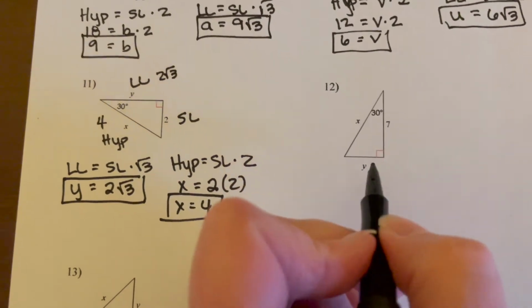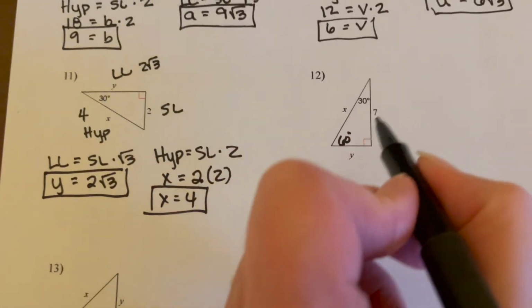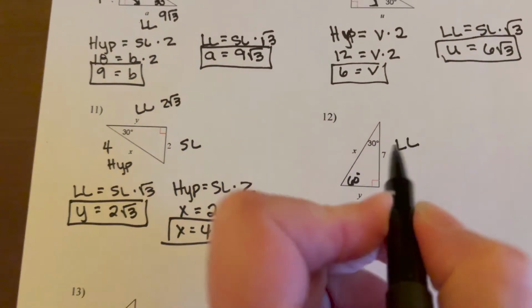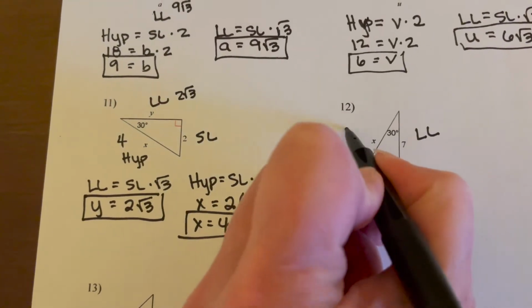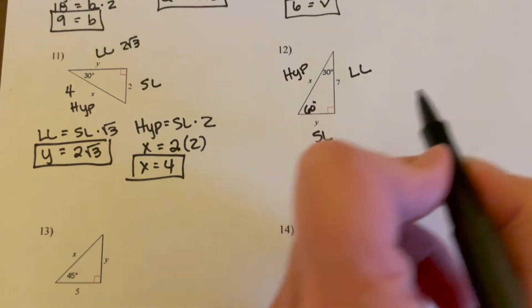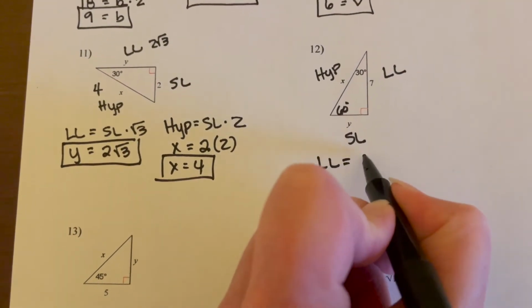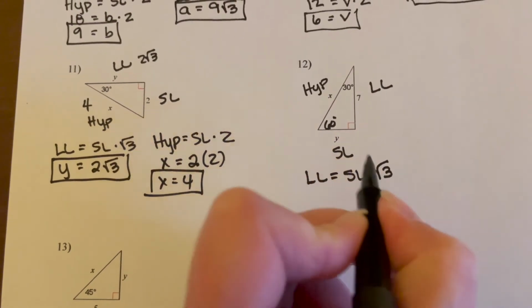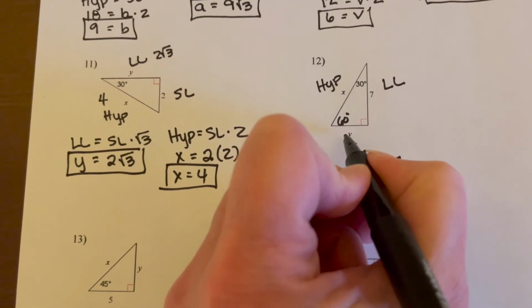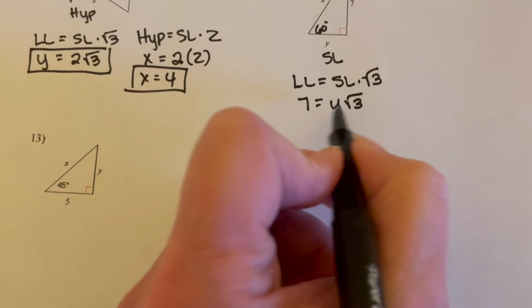Over here, now they're giving me the long leg, right? So this one's a little bit harder. So I need to get from the long leg back to the short leg, and then I'll work and get the hypotenuse. So since I have the long leg, and we know the long leg is equal to the short leg times root 3, just plug in my values. So I have 7 is equal to the short leg, y, times root 3. So in this case, I have to divide by root 3.